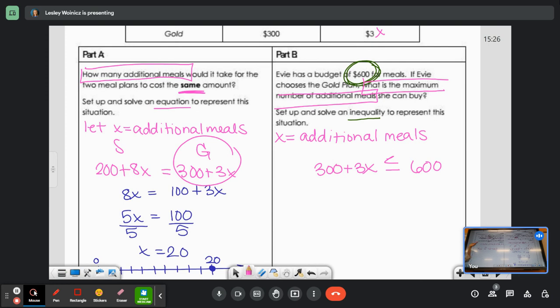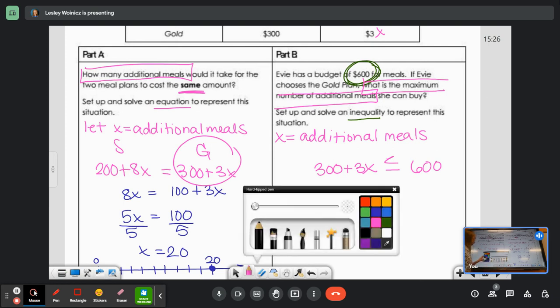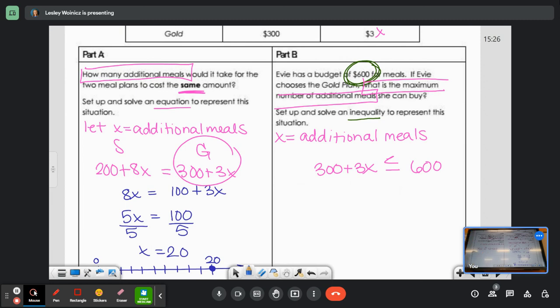Then this turns into a really nice problem-friendly one to solve. So can we do some more mental math? If I subtract 300 from both sides, what is 600 minus 300? Yeah, 3x less than or equal to 300. Can you divide by 3 in your head? Yeah. You get 100.